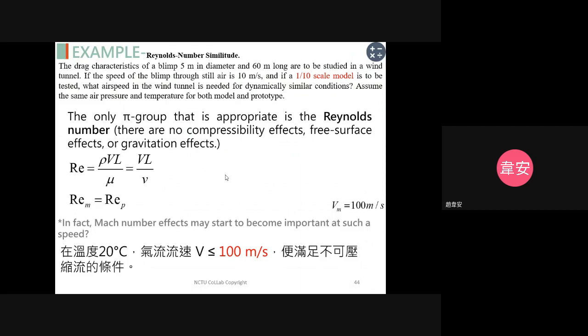So this is the first exercise. In the following classes, there are around 5 to 6 exercises, and then we will see how to use the dynamic similitude for the problems we meet, and you will see for the different problems we will have different effects, and then we consider different independent pi groups. So this is the exercise.